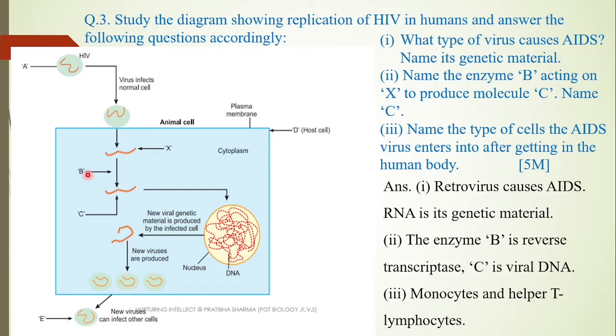Look, name the enzyme B which is acting on X to produce C molecule. Name C. So we have to name enzyme B. What is B? X is your RNA, B is reverse transcriptase and C is viral DNA. Okay, so the enzyme B is reverse transcriptase and C is viral DNA. So they are not asking about X. They have asked about name the enzyme B and name C. Okay, this is a 5 mark question, right?